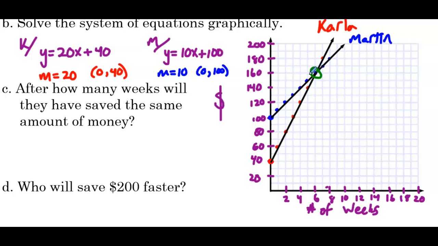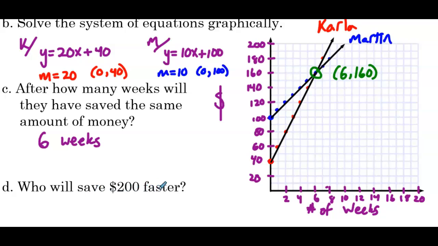Because they have the same y value at this point, right? And this is the point 6, 160. So after how many weeks? It will be after 6 weeks, right? So once they make that deposit on the 6th week, they'd both have $160 in their account.